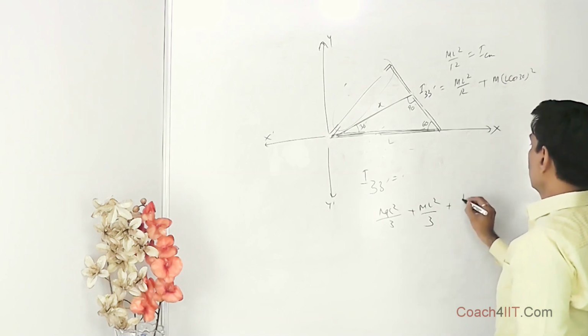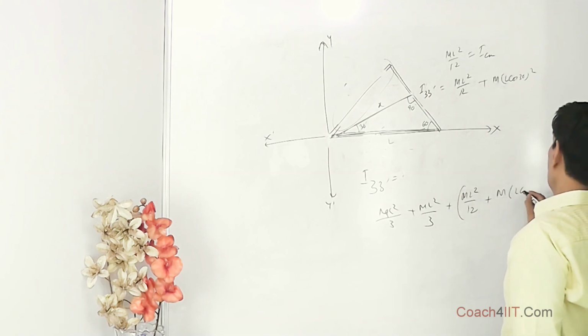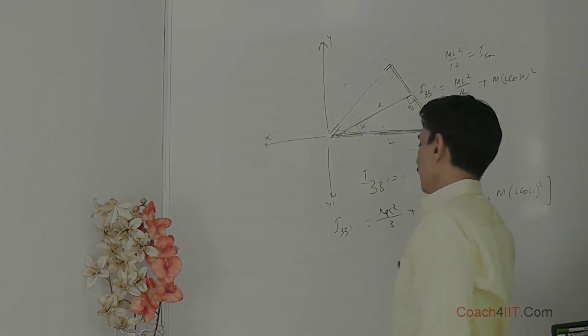So it is going to be m L square by 12, using the parallel axis theorem, plus m times L cos 30 whole square. We can add this and we can get the answer.